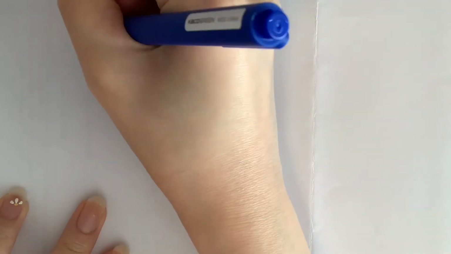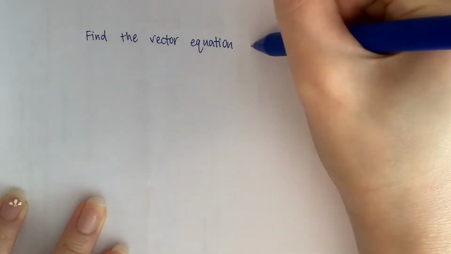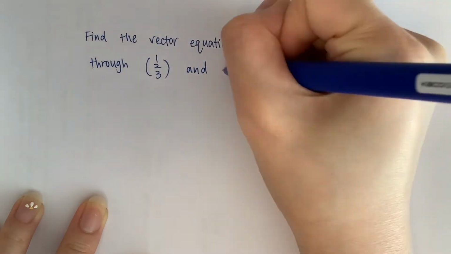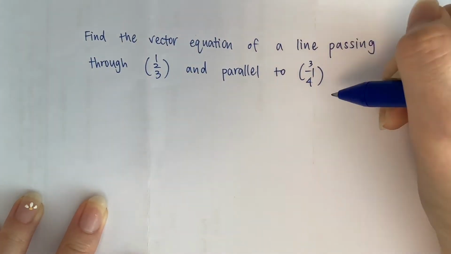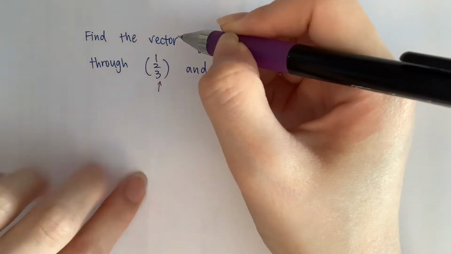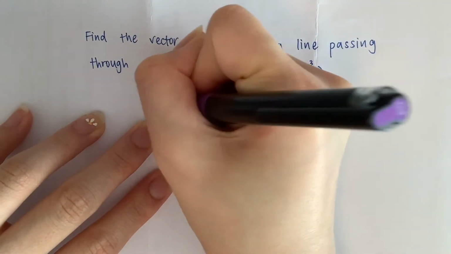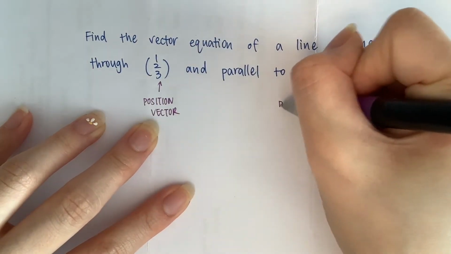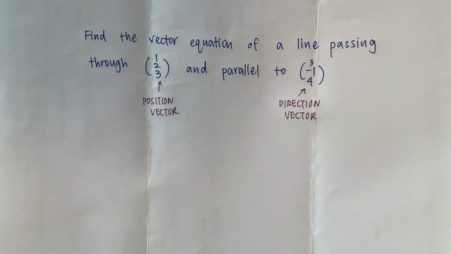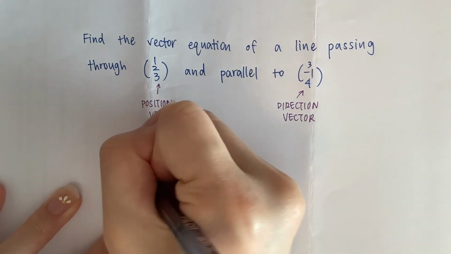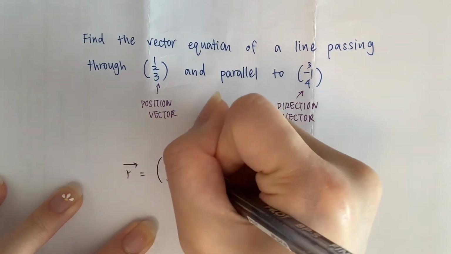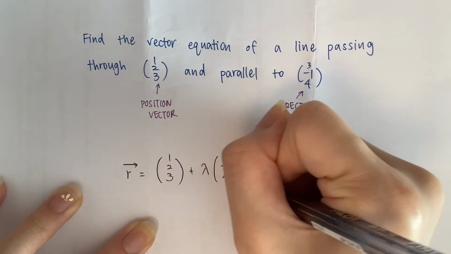Next, we'll be doing an example question. Find the vector equation of a line passing through (1, 2, 3) parallel to (3, -1, 4). So from this question alone, we can first see that (1, 2, 3) would be the position vector, and (3, -1, 4) would be the direction vector. So following the format that we had earlier, we can write the line equals (1, 2, 3) plus lambda (3, -1, 4).